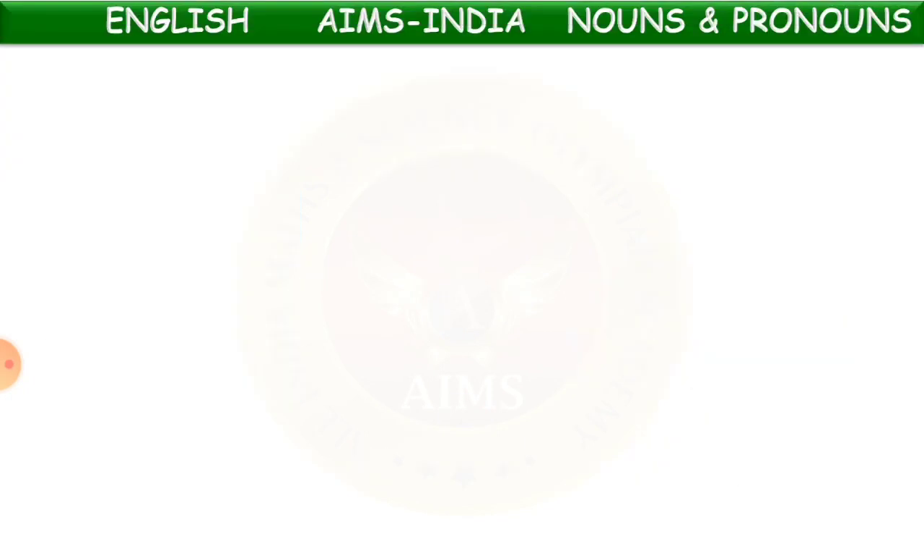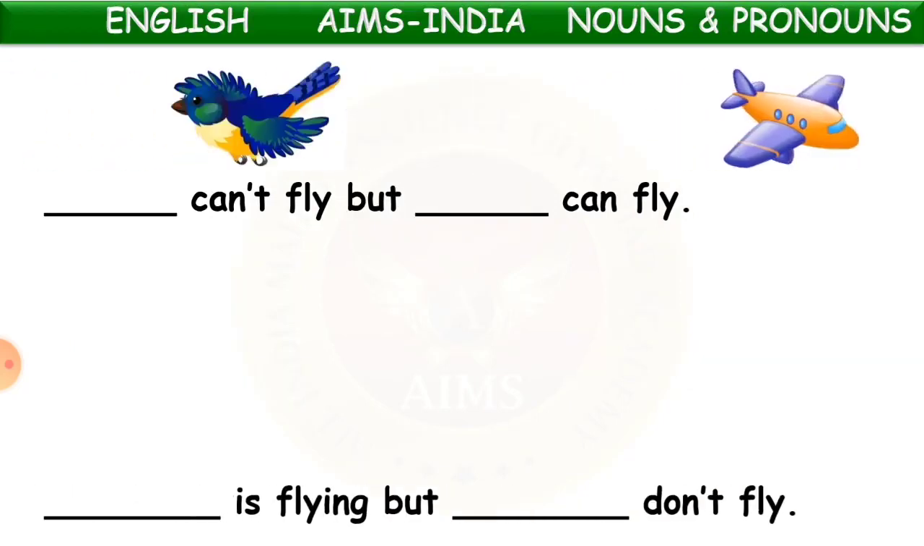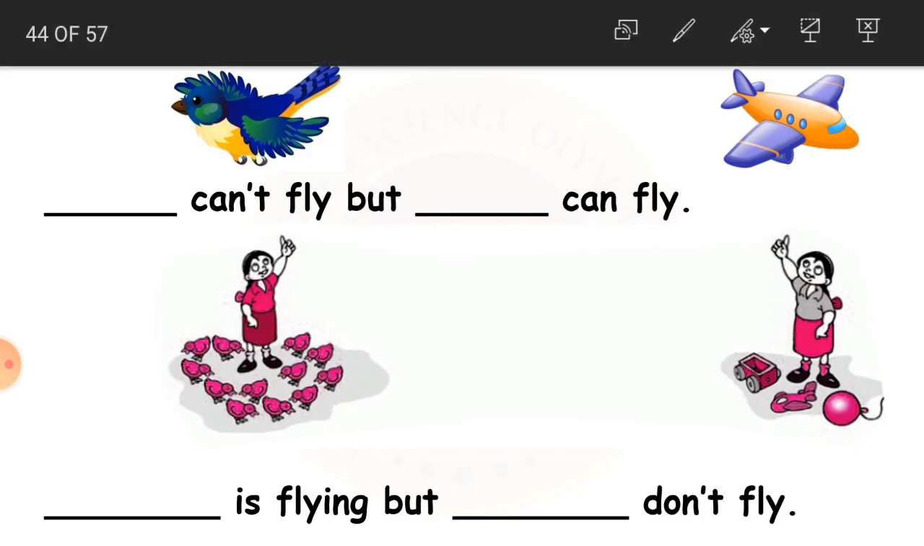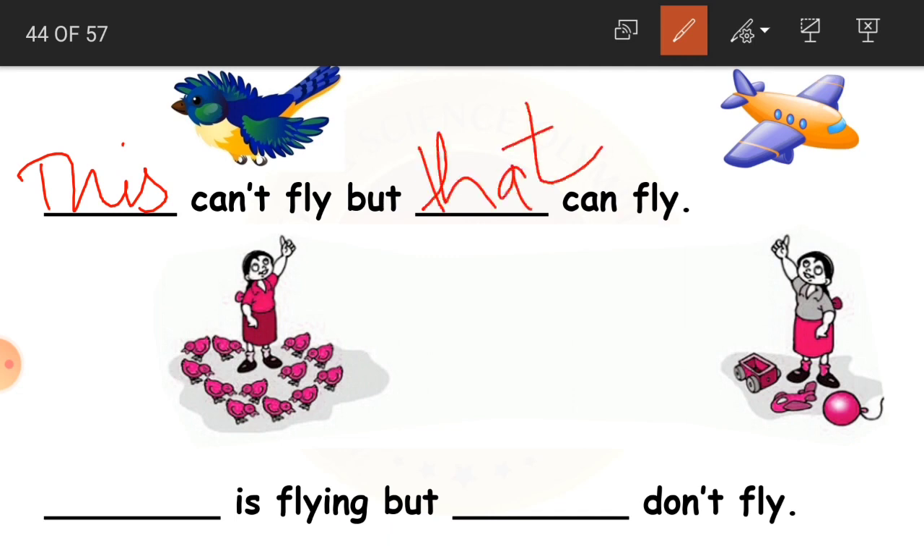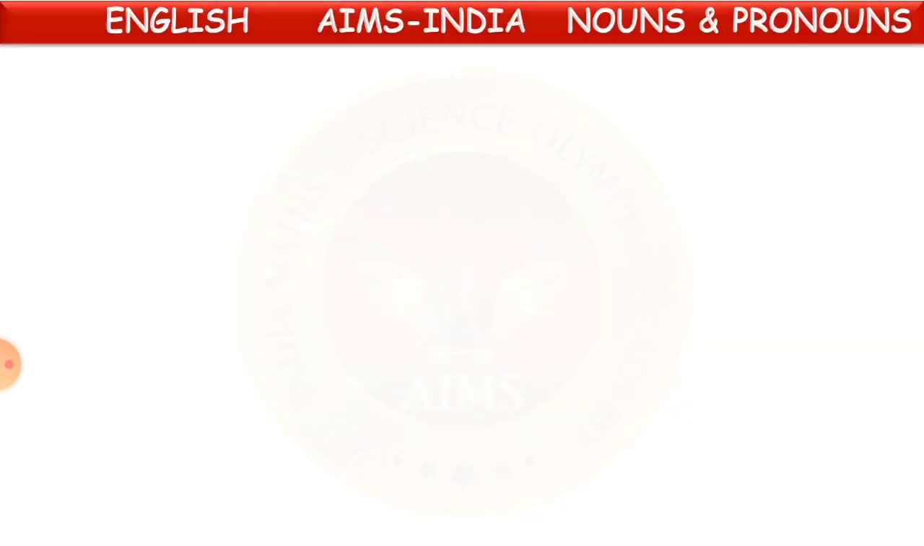Okay. Now another one. Here we are having some pictures of a bird and an aeroplane. Again a girl. The first one here. Dash can't fly, but dash can fly. Same. This can't fly, but that can fly. Okay. Here this is flying, but that doesn't fly. These are all singulars. Clear, children?